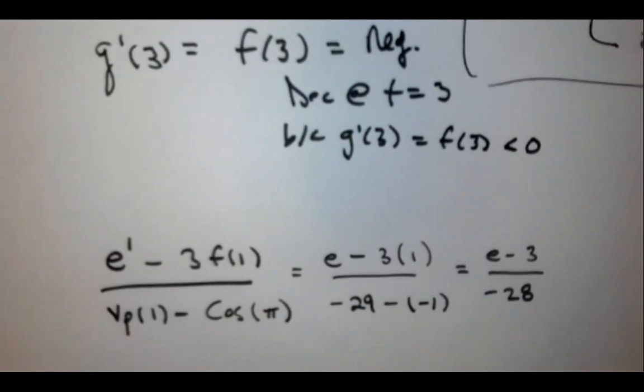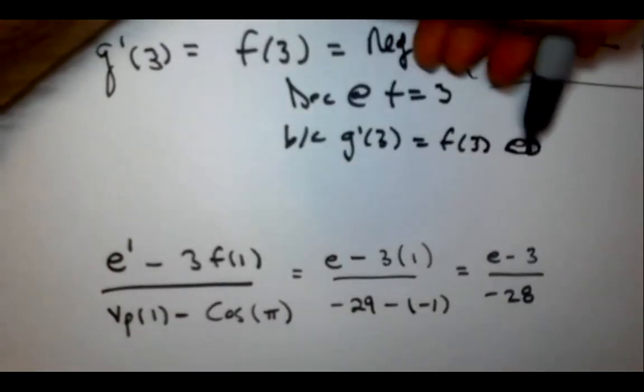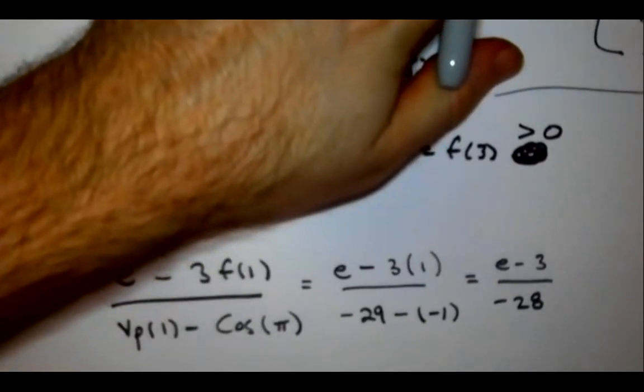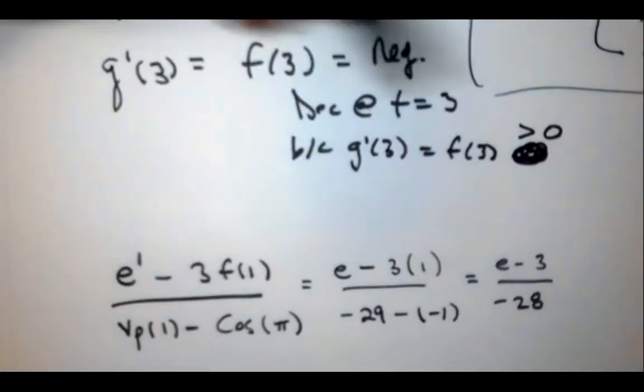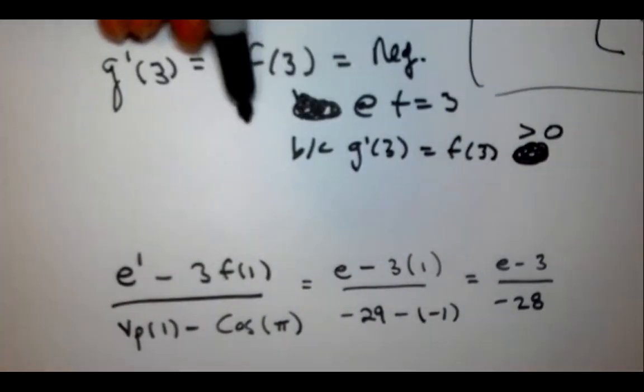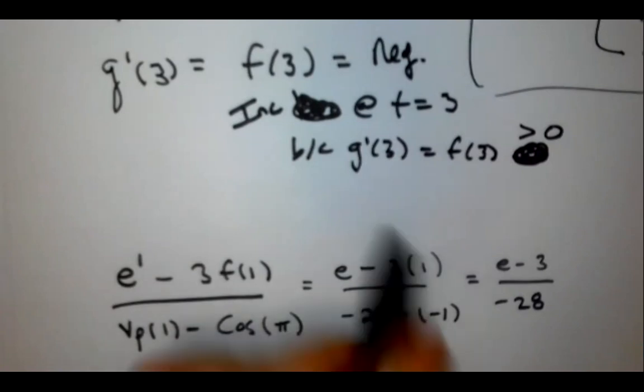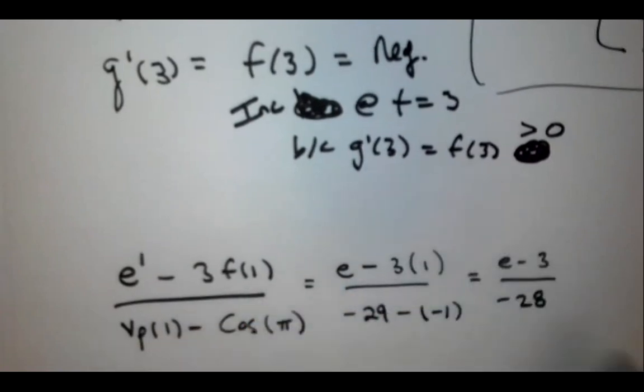Hold on, let me look it up. F of 3. Oh yeah, guys, we screwed up here. F of 3 is positive. F of 3 is greater than 0, right? So this wouldn't be decreasing, this would be increasing. We want to know G prime is equal to F of 3. We want to know, is F of 3 positive or is F of 3 negative?